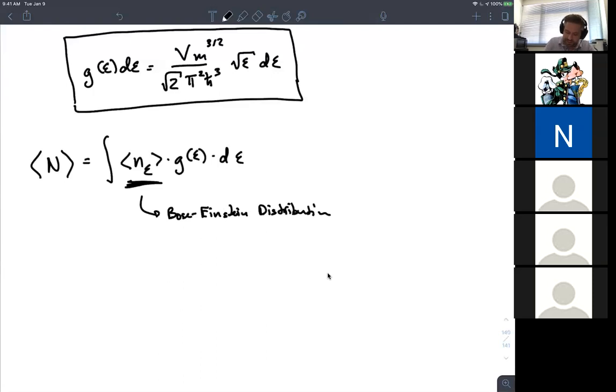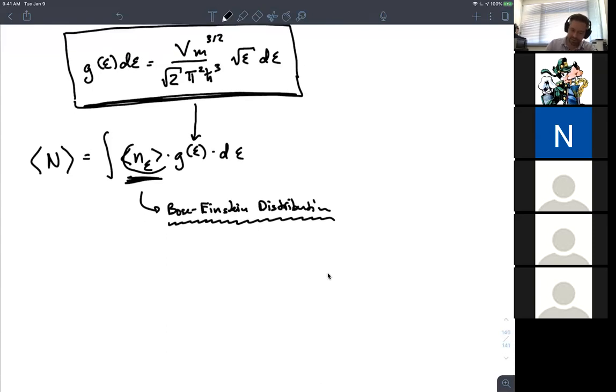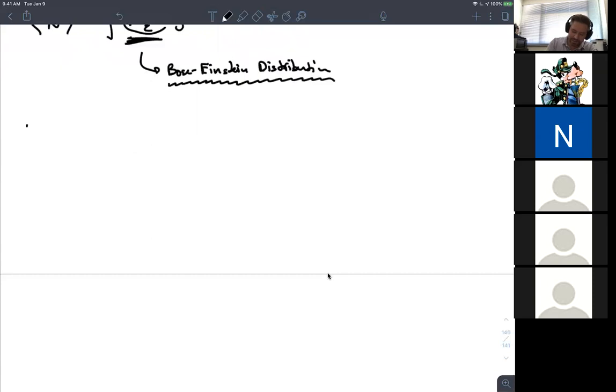All right, so we take this thing we just derived for our density of states, and we plug that in here. We take the Bose-Einstein distribution and we plug it in here for the average occupation of each energy level, and then we integrate over all energies. Okay, makes sense, yes? All right, now let's take, again, a little bit of an aside to talk a little bit more about the properties of the Bose-Einstein distribution. All right, so aside.